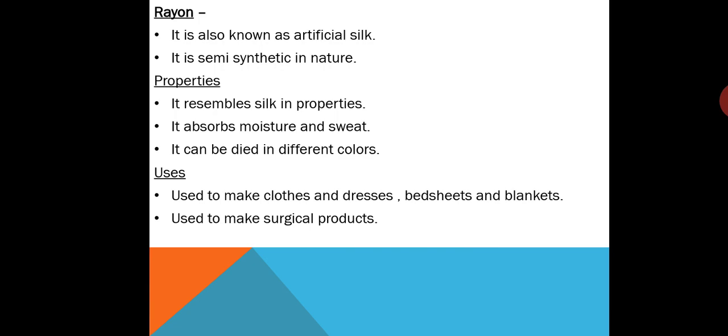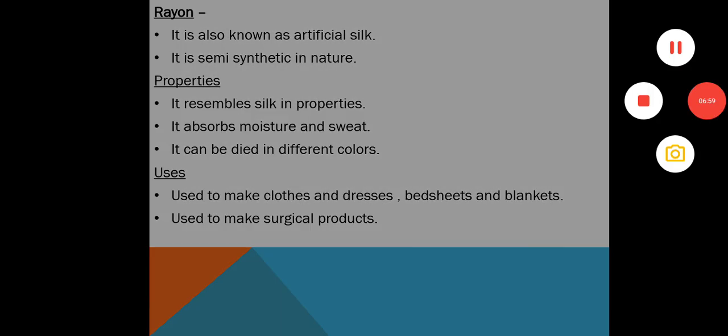The properties, as we know, it resembles silk in properties. It absorbs moisture and sweat. It can be dyed in different colors. That means rayon can be obtained in different colors. It is also used to make clothes and dresses, bed sheets and blankets, and surgical products.